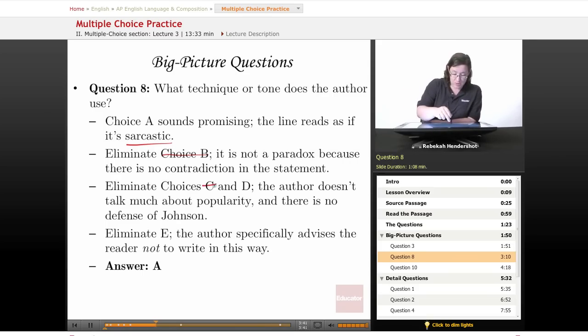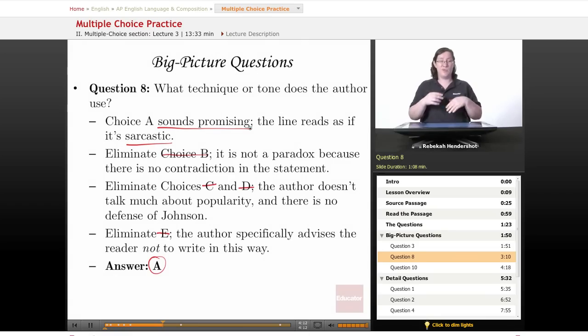You can also eliminate choices C and D. The author doesn't really talk a whole lot about popularity, and he is definitely not defending Samuel Johnson. In fact, he seems to have a very low opinion of him. So you can eliminate those. Finally, you can eliminate E because the author specifically advises the reader not to write like that. It's like, no, no, no, this is the negative example. So what you want is something else. So your answer is A. Now notice that all we said at the beginning was choice A sounds promising. The thing about process of elimination is sometimes you'll have to choose between well maybe and probably not, in which case go with well maybe.